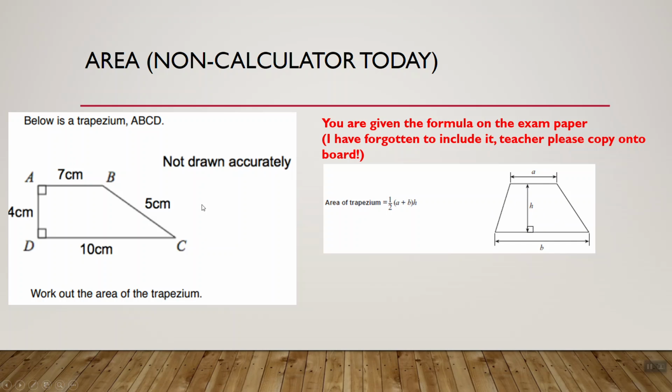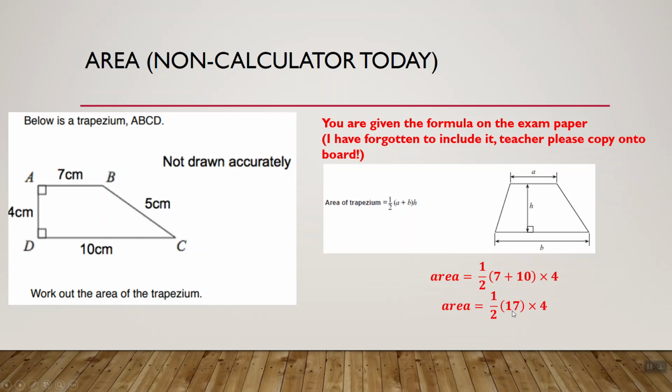So what they've done here to make this confusing is they've given you all the sides and you have to put in the right ones. So the a and the b are the 7 and the 10, and the h, you've got a choice of 4 and 5. Clearly the perpendicular one with the right angles is 4. So the area is half bracket 7 plus 10 times 4. We insert a times when we put numbers in.